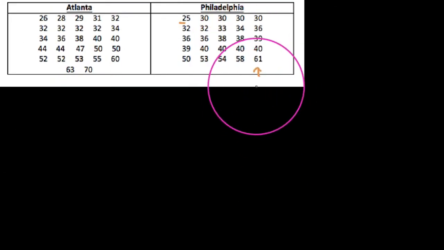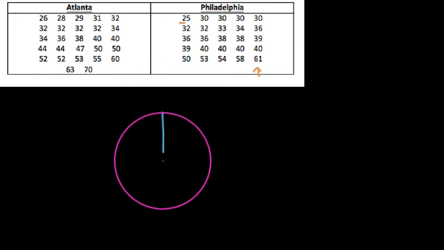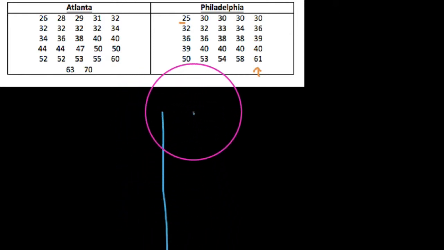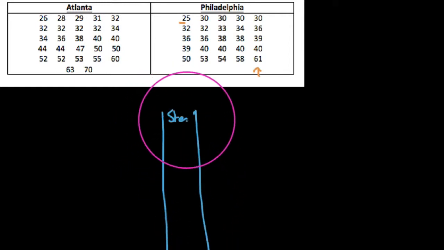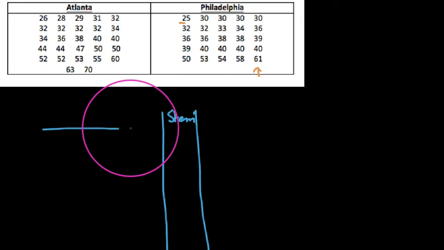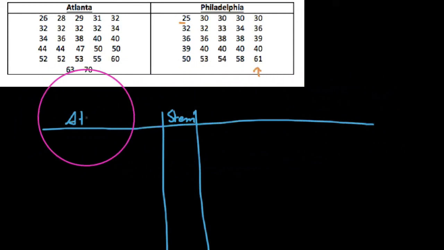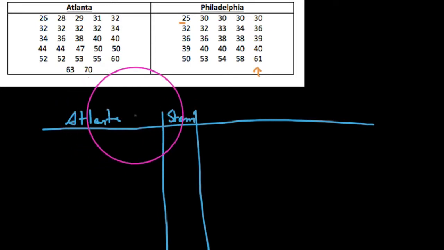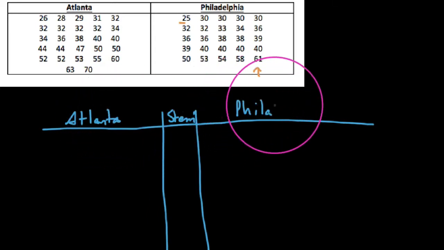So let's start with this. How might we construct our stem and leaf plot? The important thing is this. What we're going to do is locate our stem centrally this time. So here is going to be the stem, and we'll put a leaf off on the left and off on the right. I'm going to write, this is our Atlanta data, and this is our Philadelphia data, so Philadelphia.